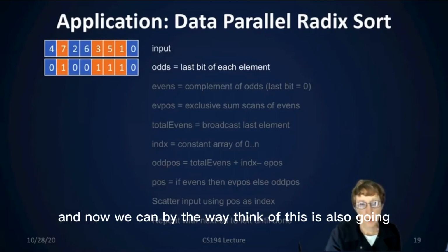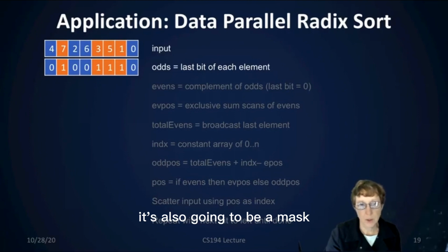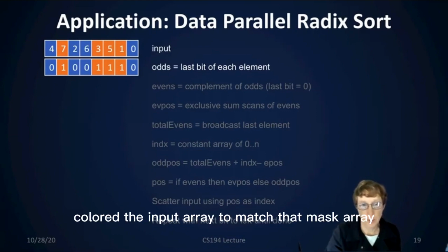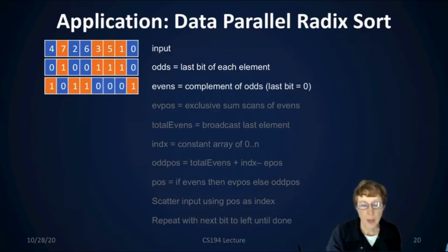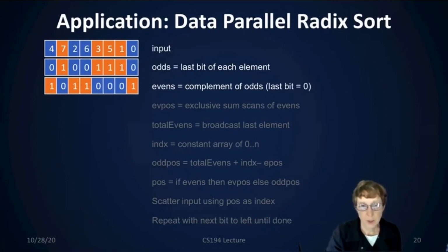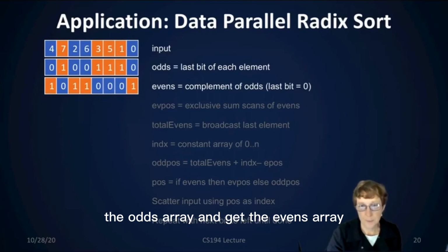And now we can, by the way, think of this as also being a mask. We'll use it in both the even and the odd direction on the input array. So I've just colored the input array to match that mask array. Okay, then we do the opposite. So we can just in parallel do a complement of the odds array and get the evens array.